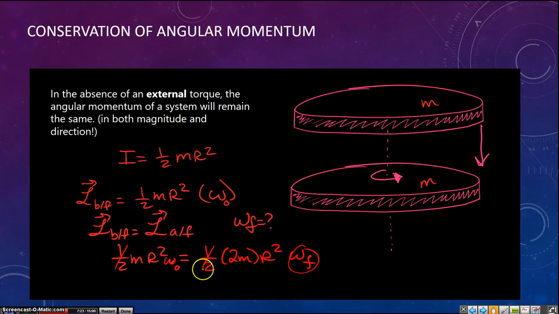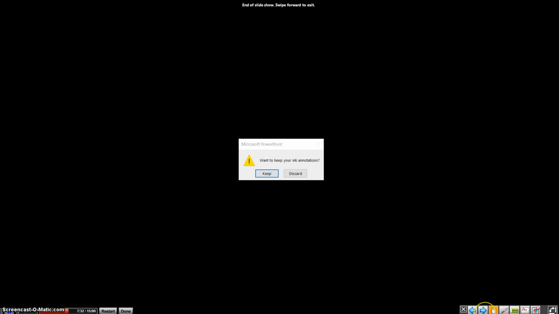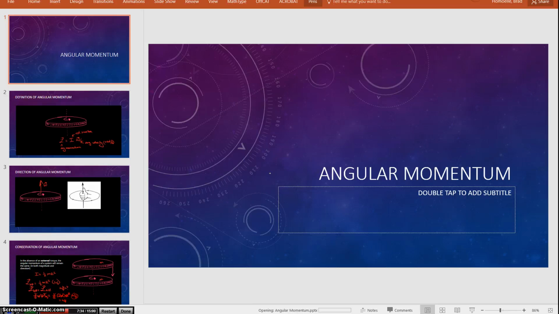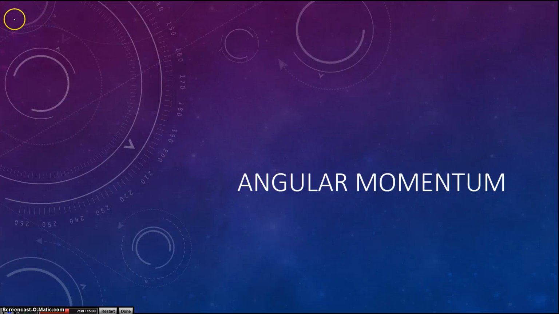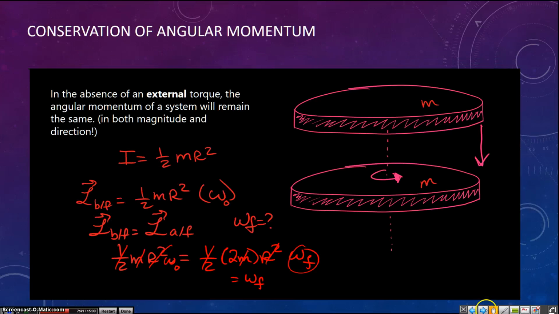And so we cross a bunch of stuff out. R squared is out. So what we're going to find is that omega final will be 1/2 of omega initial. Divide by 2 on both sides, we get 1/2 omega initial. So this is a very simplistic example, obviously, but it gives you the idea.